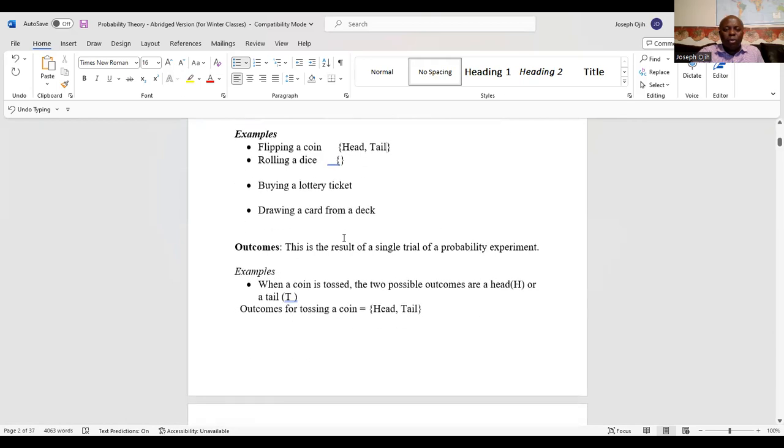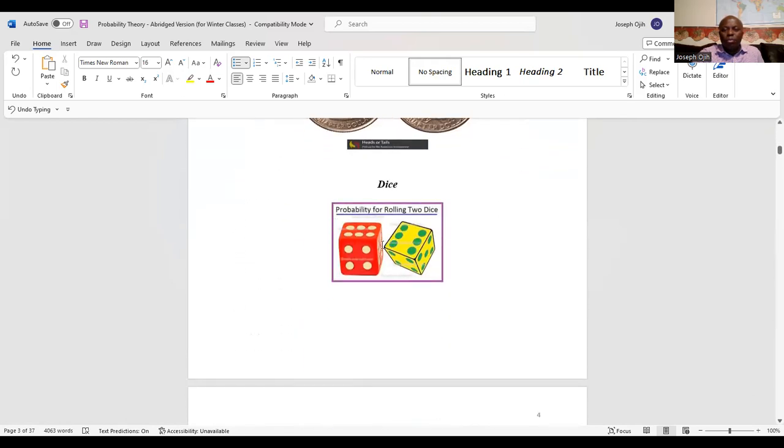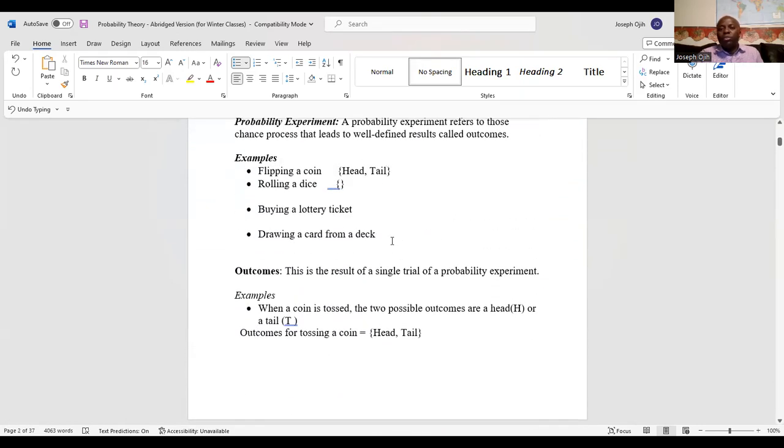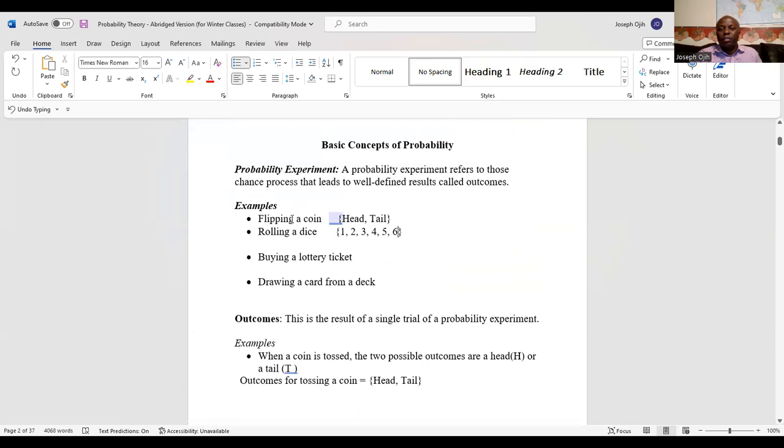We roll a dice. Of course, you know what a dice is. A dice normally has 6 sides. The act of rolling a dice is a probability experiment, which means any side can show up. 1 can show up, or 2 can show up, 3 can show up, 4, 5, 6. So this is what we call a probability experiment: any chance process that leads to a defined result that we call outcomes.